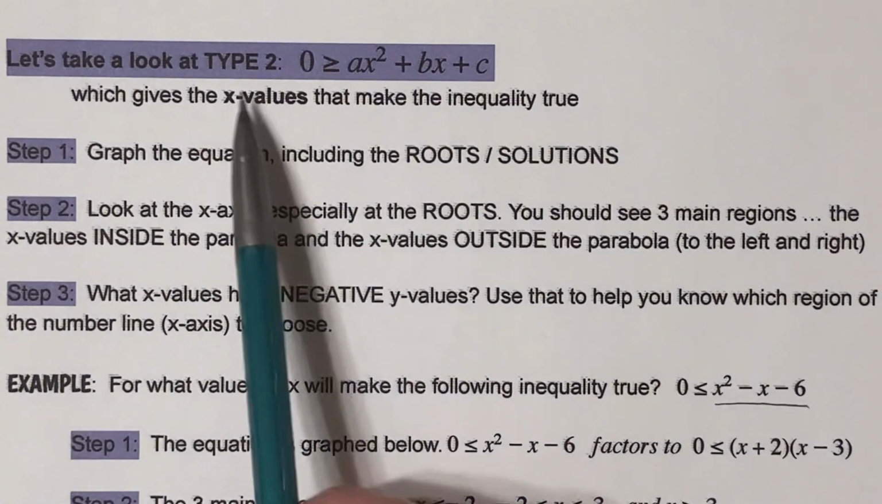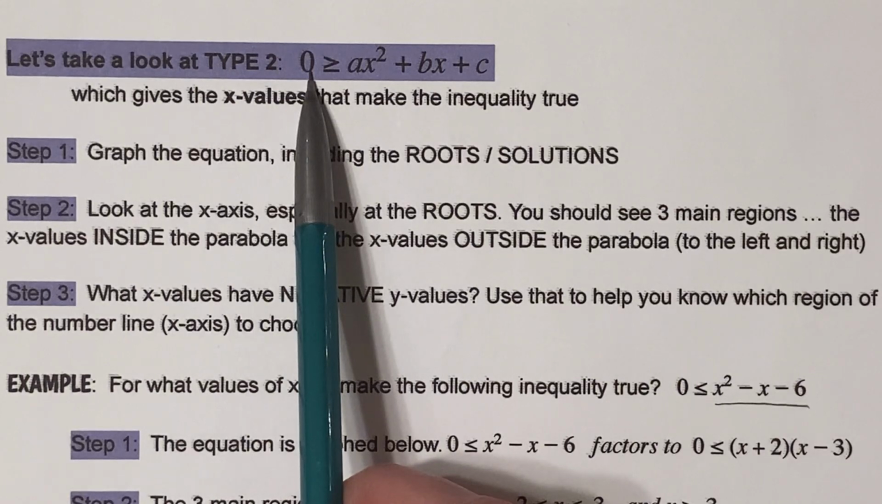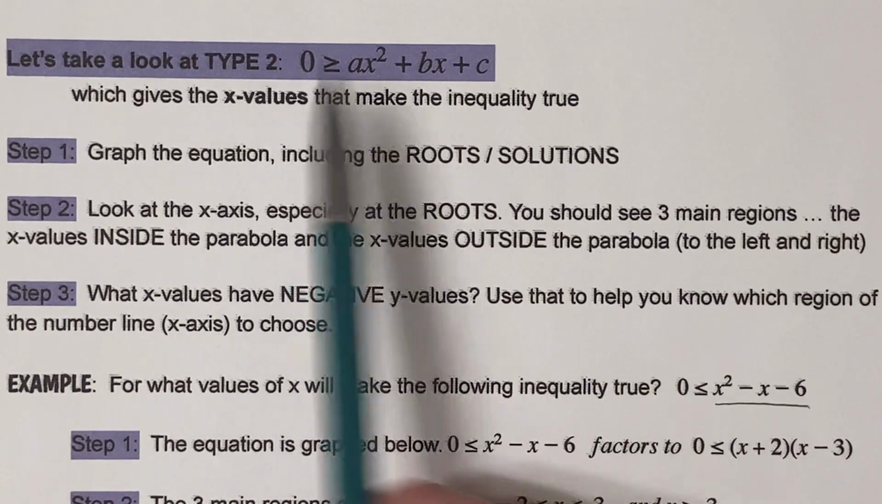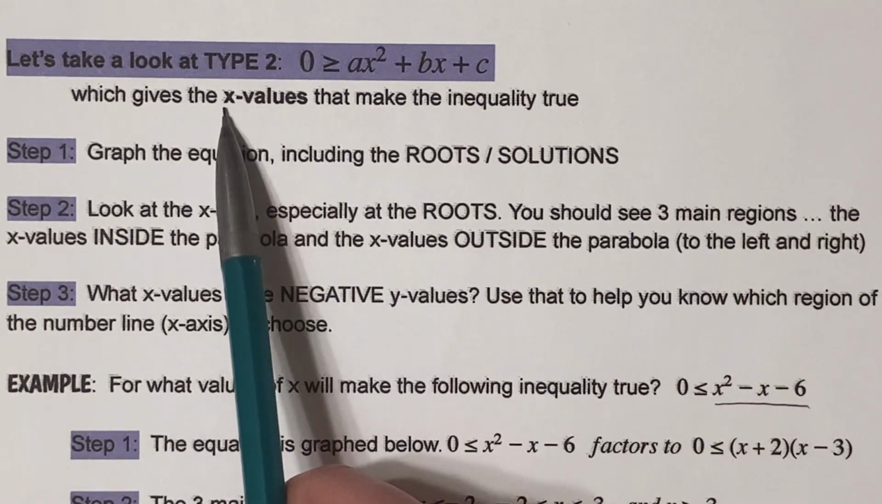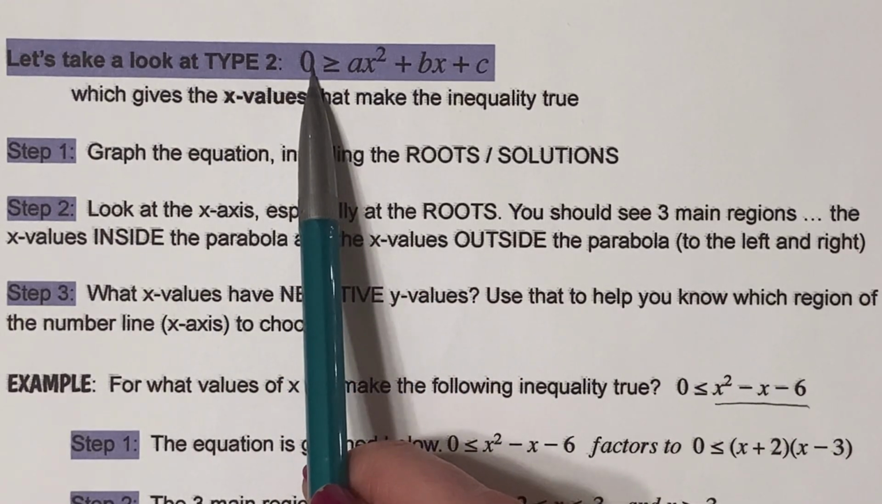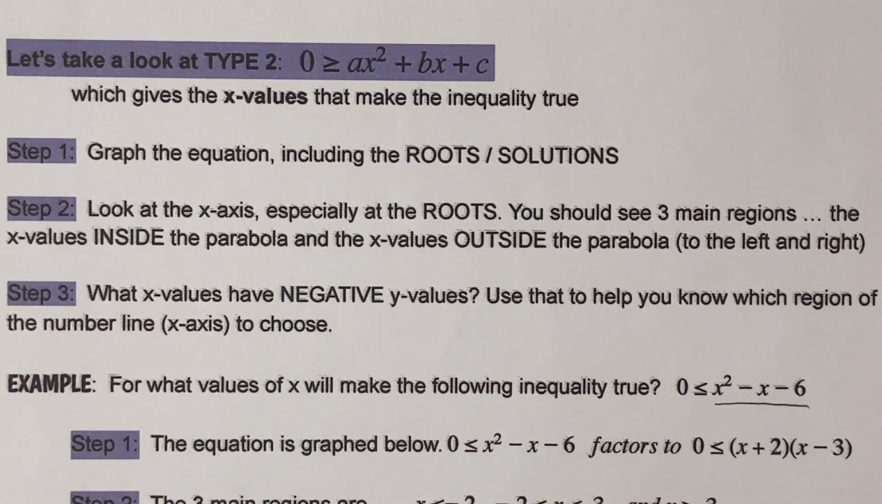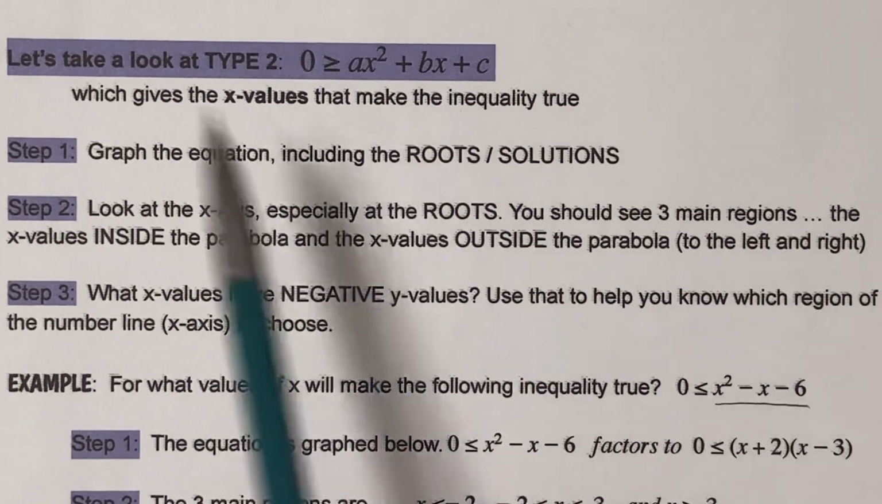Let's take a look at the second type of problem, when we're comparing our parabola to 0. This is only going to give us x values that make the inequality true, because I already know what my y value is. My y value is 0. So this is kind of looking at our number line. It's going to be very similar to what we did before.